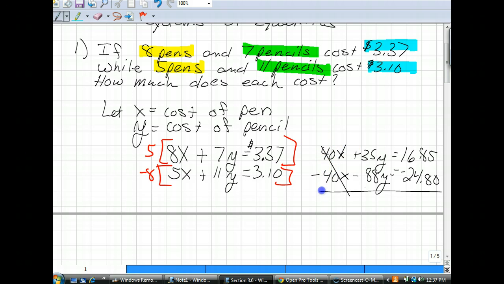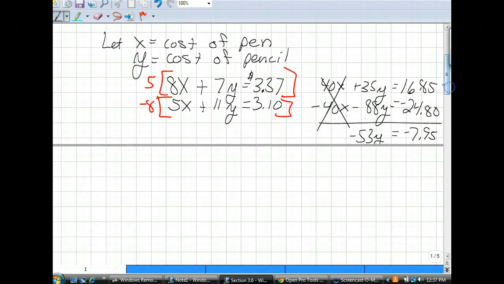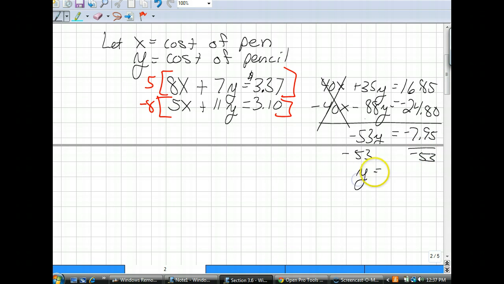The next step is add those together. Notice that the x's add up to 0, so I get -53y equals -$7.95. Then the next step is to divide by -53, and so we get y equals 0.15. So looking back up here, we see, well, that's the cost of a pencil. So pencils are 15 cents each, and then to find the pen, we plug that back in.